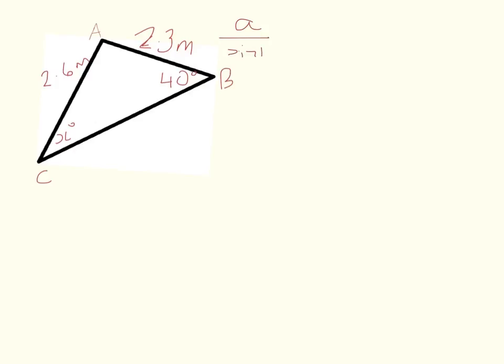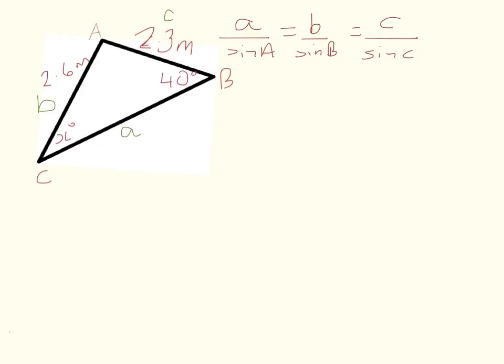A over sine A equals B over sine B equals C over sine C. Okay, so I've written down my formula. I need to label my sides, so the side opposite A, the side opposite B, the side opposite C.